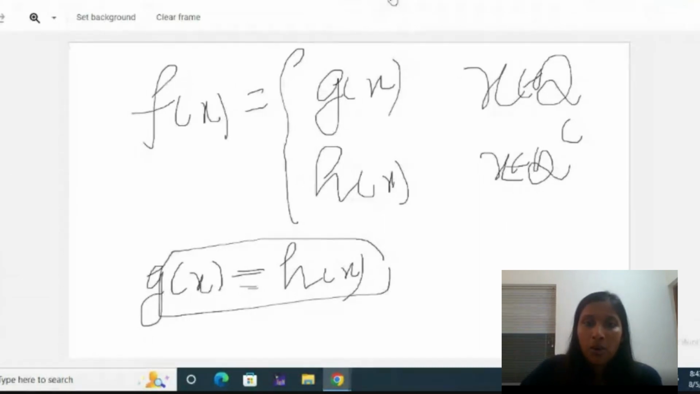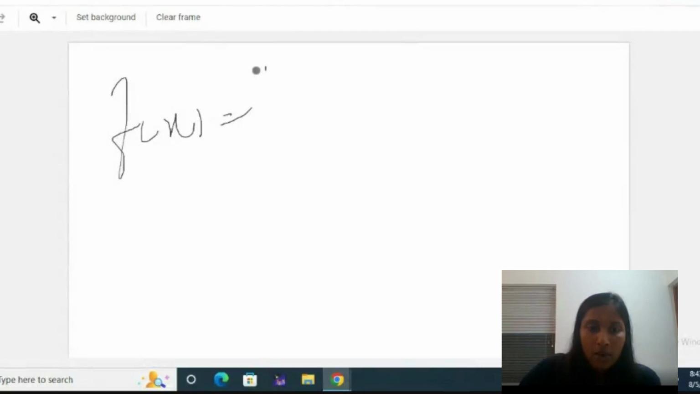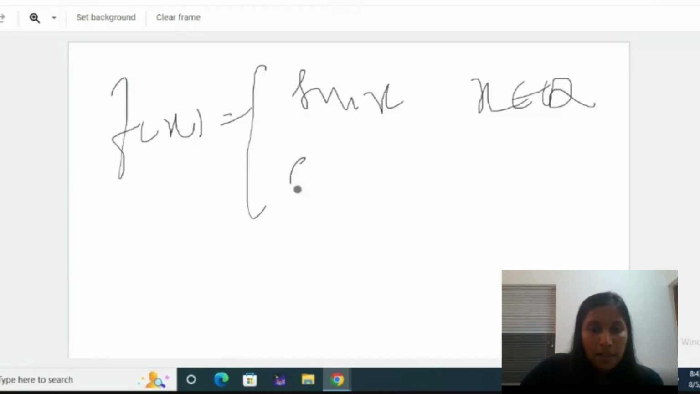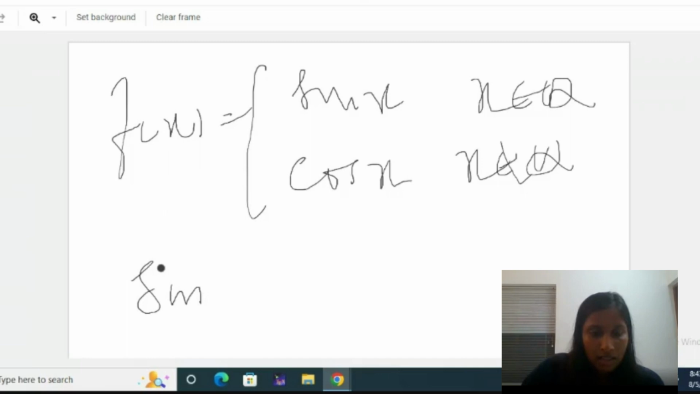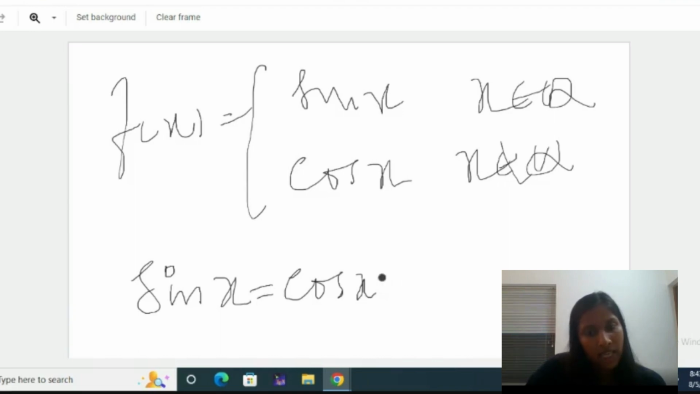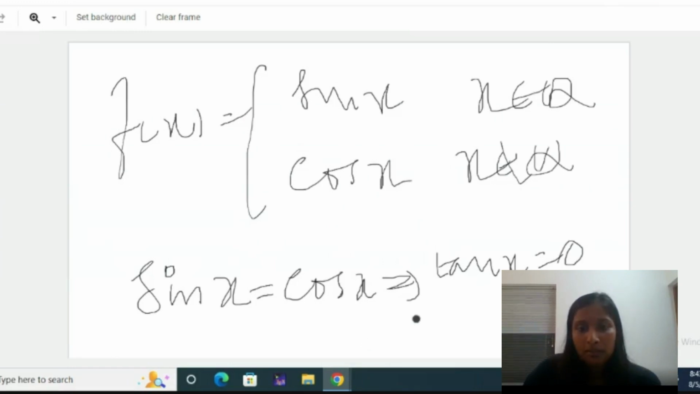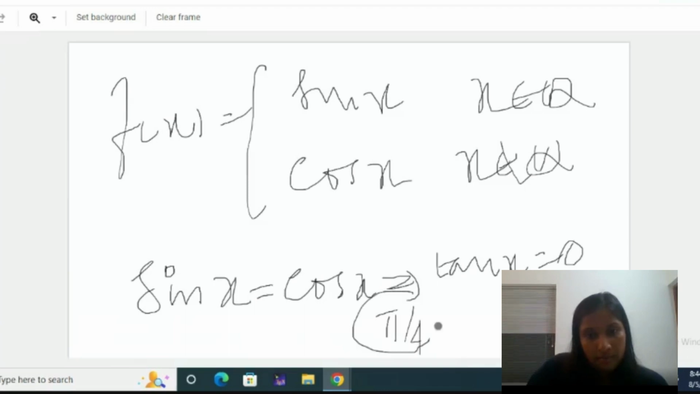Okay. So in particular, if we have f of x equal to sine x, where x belongs to Q, and f of x equal to cos x, where x doesn't belong to Q, and we have to find the points where the function limit exists, you just find the points where sine x equal to cos x. That is tan x equal to 1. That will be odd multiples of pi by 4, n pi by 4, where n is an odd integer.